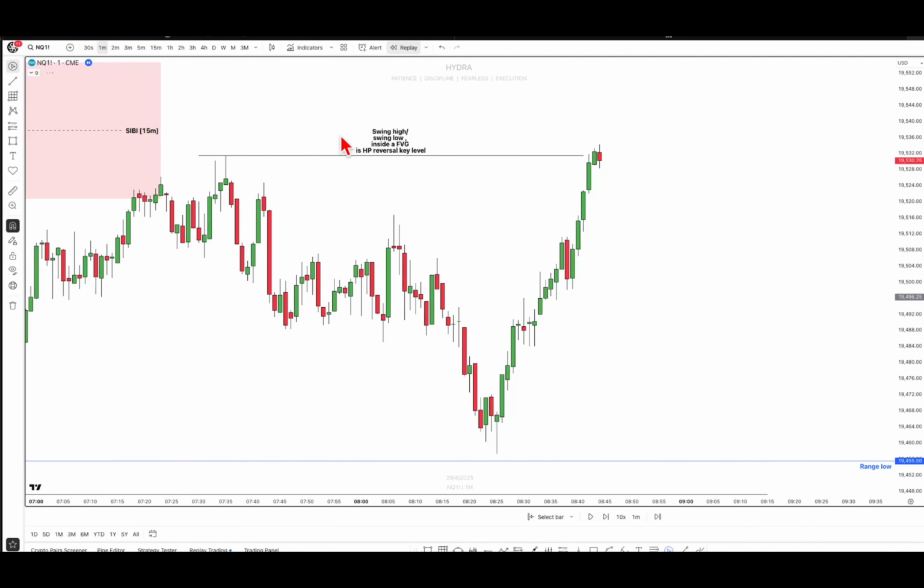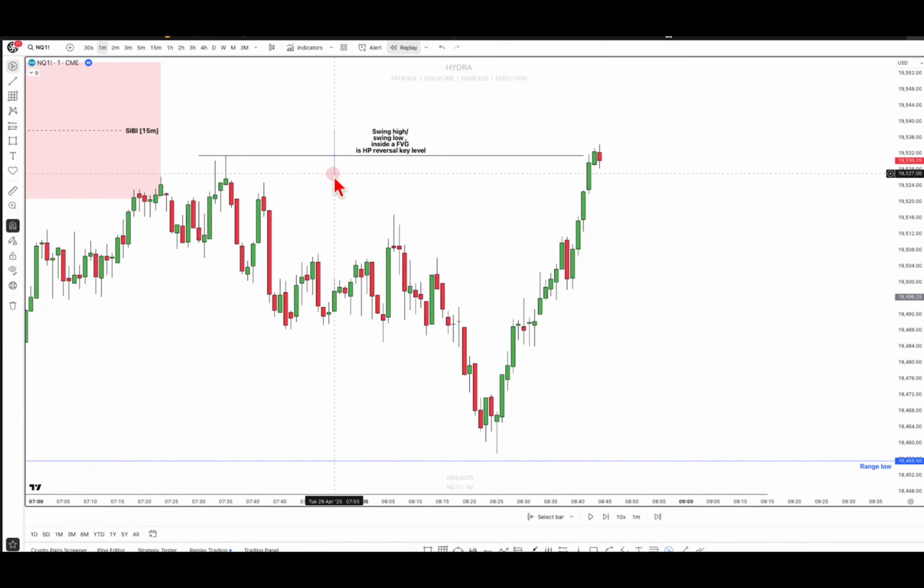So now I drop down to the 1-minute chart and focus here, guys. Another important gem. The bias is bearish. I hope you understood that part, right? So the bias is bearish, and when the bias is bearish and you have a bearish fair value gap with a swing high inside it, that swing high will be your highest probability reversal key level.